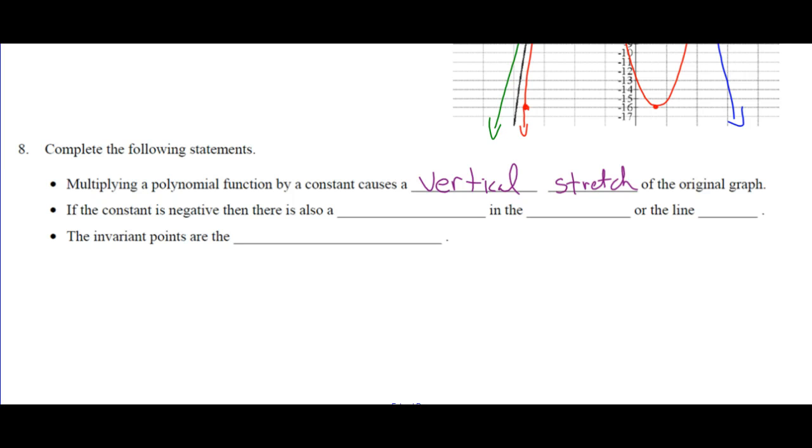I think it's ingrained in you by now, other than one person actually who missed the variables up, but I didn't take any marks off for that because I said if I'm going to accept vertical stretch by 2, then I'll accept that. If the constant is negative, then there's also a reflection in the x-axis or the line.